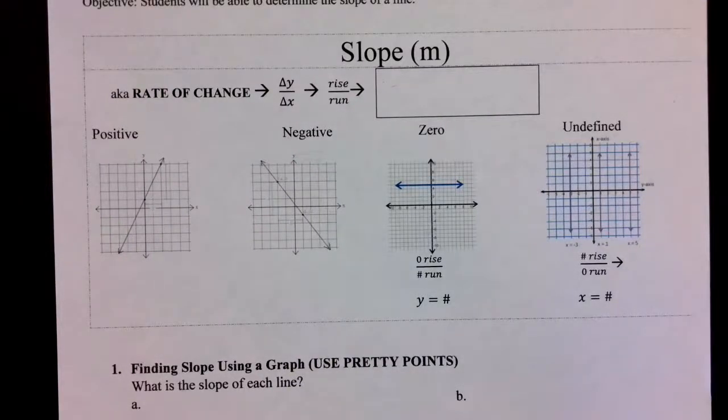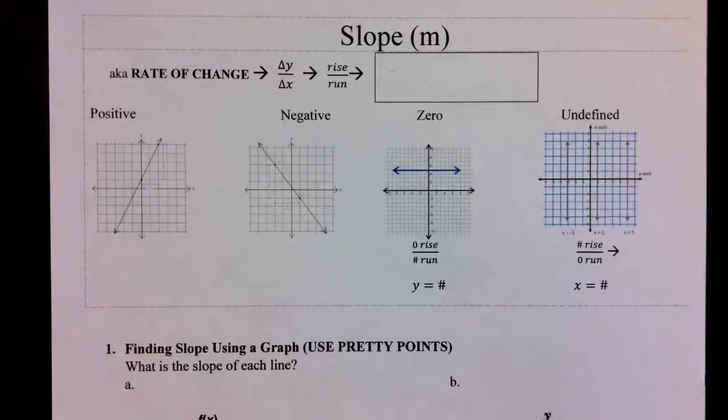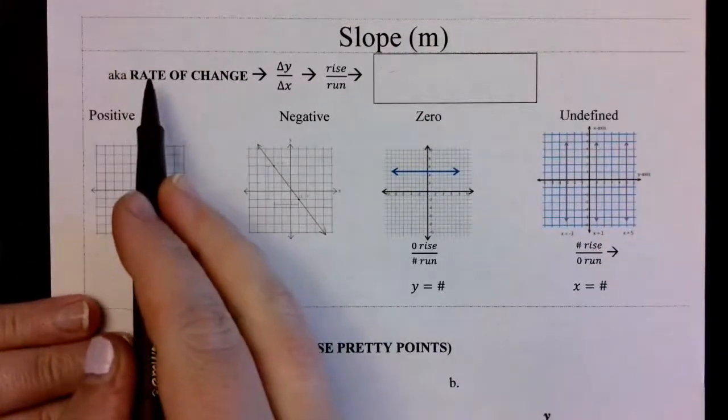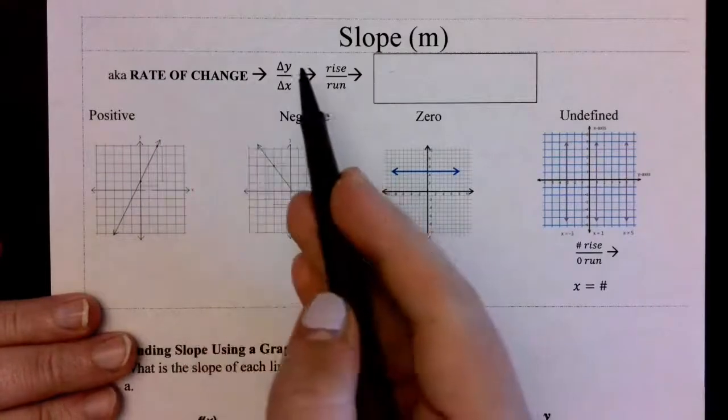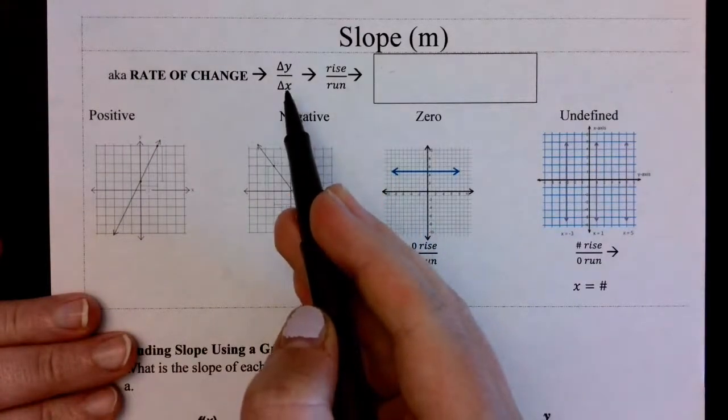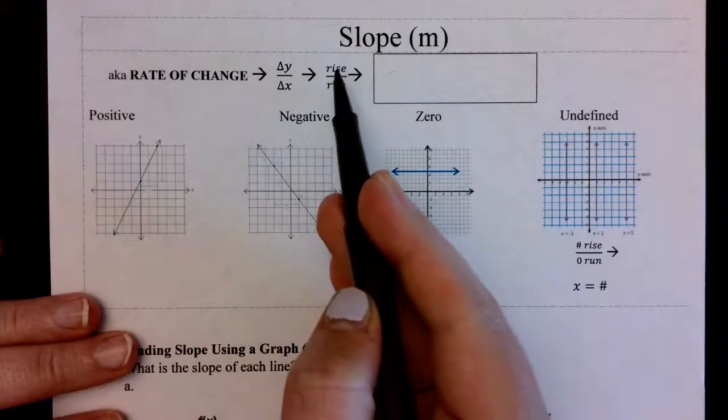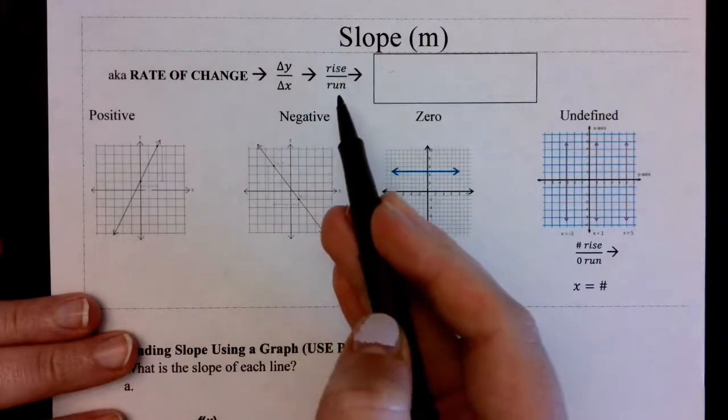In this video, you are going to learn how to find the slope of a line. Now, slope is also known as the rate of change. It's your change in y over your change in x. It's also known as rise over run.